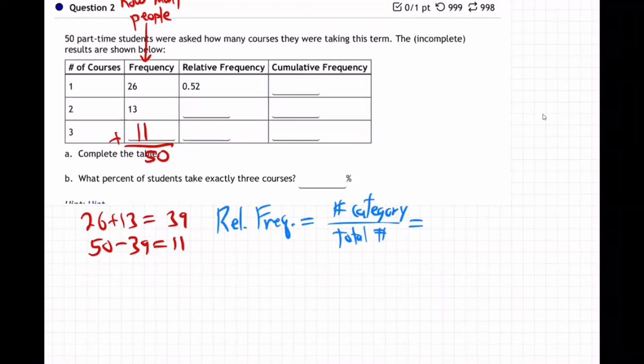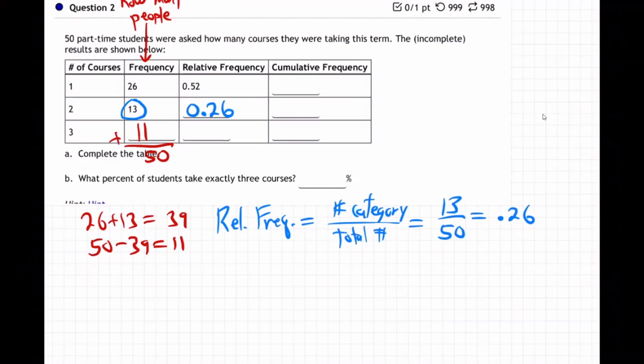So what do we got there? Number in the category, 13. Out of the total, what's the total? 50, which comes out 0.26. So this is 0.26. Good so far.